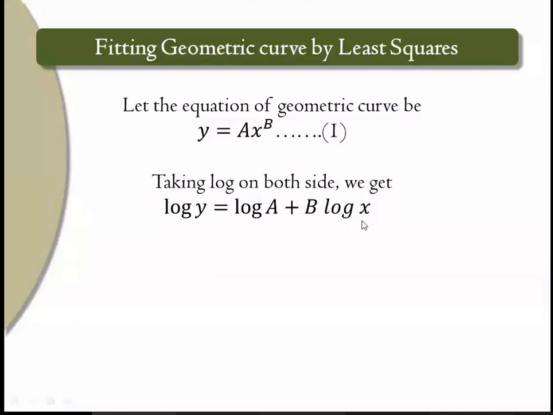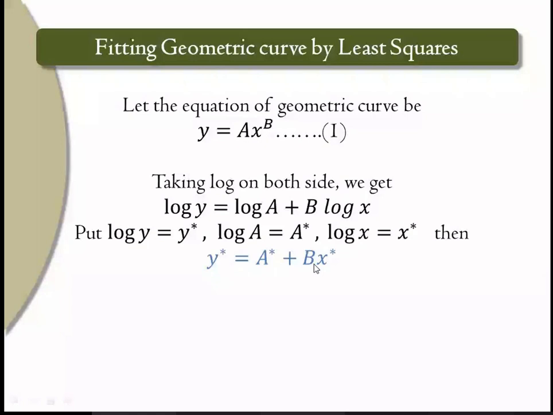And log of whichever term is there, replace it by star. So it is y star, a star, and log x will be x star. So it will be y star equal to a star plus b x star. Okay, and this is again the equation of a straight line. Only thing is the equation is in terms of y star and x star. These are the constant terms.